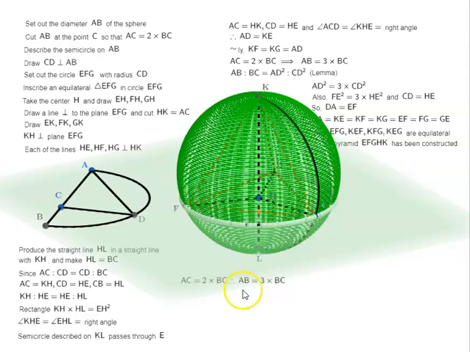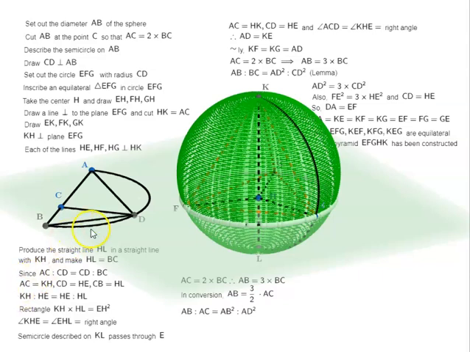AC is 2 times BC. That means AB is 3 times BC. So in conversion, AB is equal to 1.5 times AC. AB and AC we have. And we know that AB is to AC is equal to the square on AB is to the square on AD.